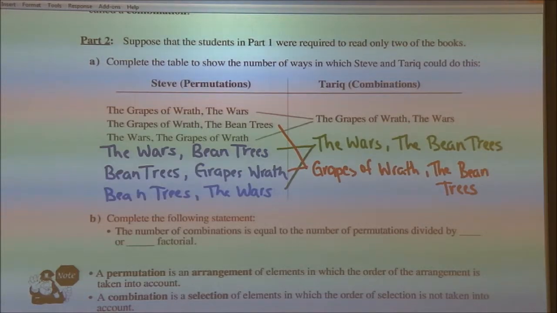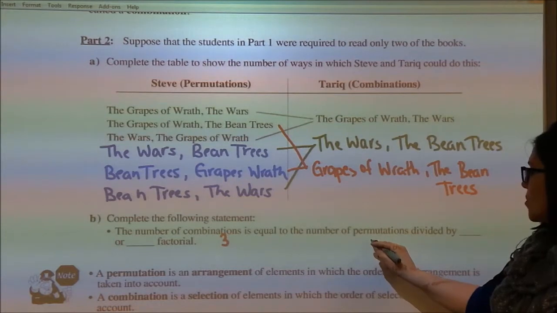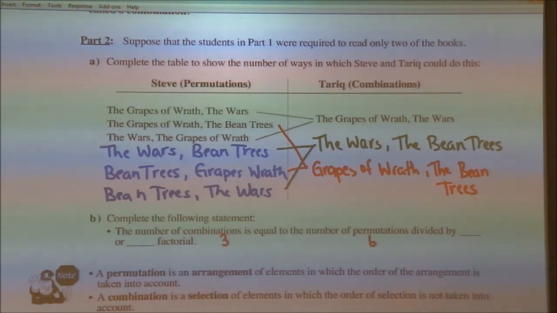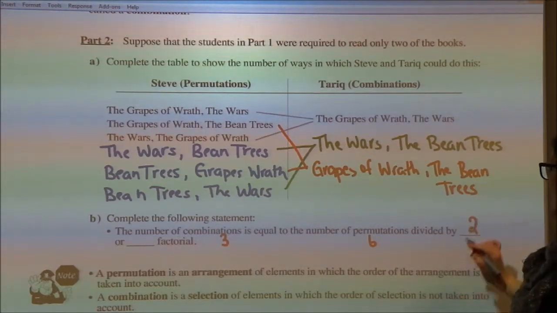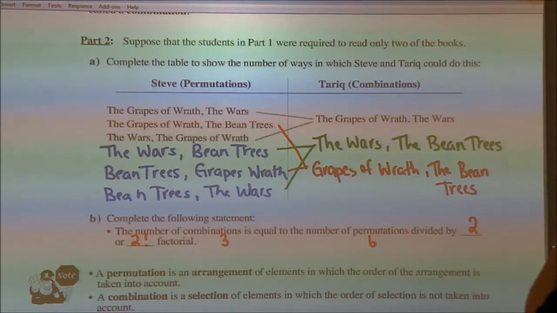So the number of combinations, which is 3, is equal to the number of permutations, which is 6, divided by what? So 6 divided by what equals 3? 2. Which can also be a 2 factorial. So a permutation is an arrangement of elements in which the order is taken into account. A combination is an arrangement where the order is not considered.